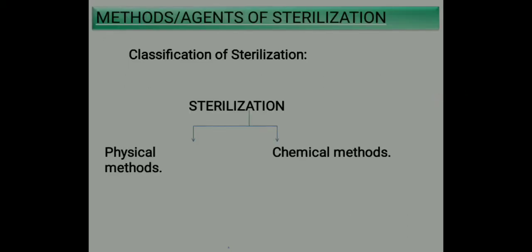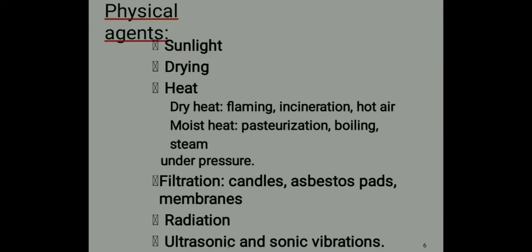Now let us discuss the agents or methods of sterilization. We have two methods here, physical method and chemical method. Talking about the physical method or agent, we have sunlight, drying and heating. In heating we have two further types, dry heat and moist heat. Dry heat sterilization includes flaming, incineration and hot air oven. Talking about moist heat, pasteurization, boiling, and steam under pressure.